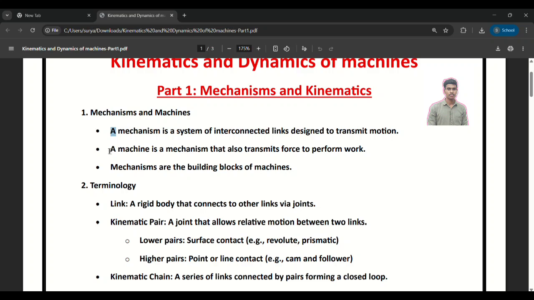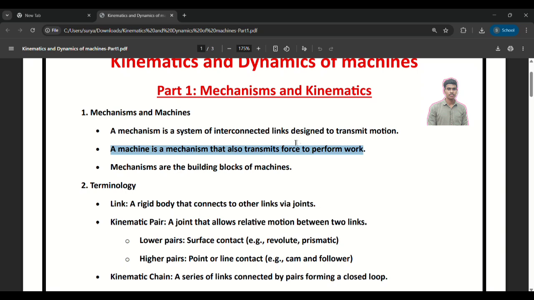And then we will move on to the machine. What is a machine? A machine is a mechanism that also transmits force to perform work. See, a machine has a number of mechanisms. A mechanism is a part of a machine. So here it is given perfectly, and from this you can know what a machine is.